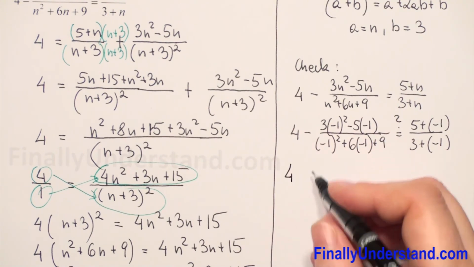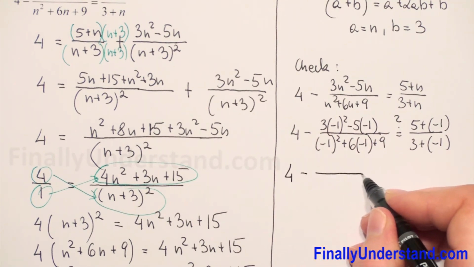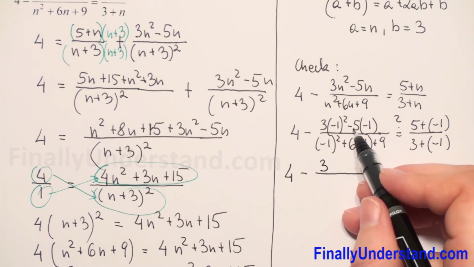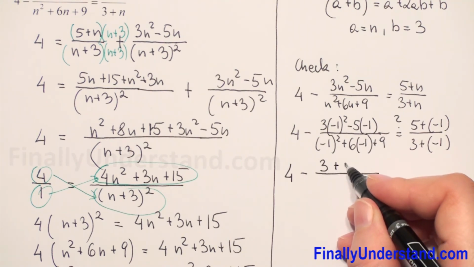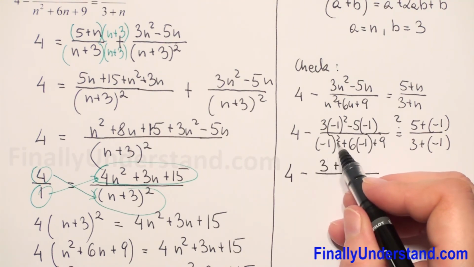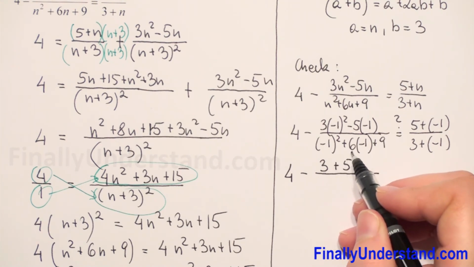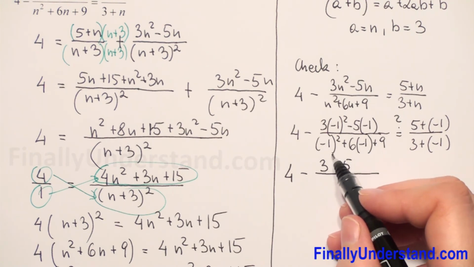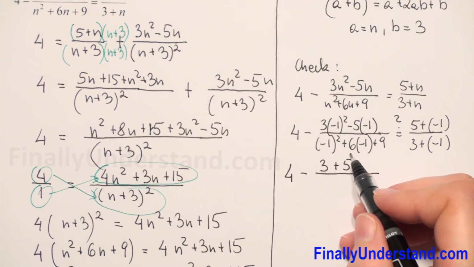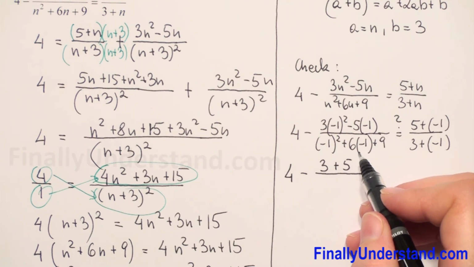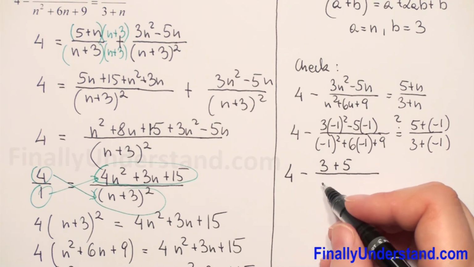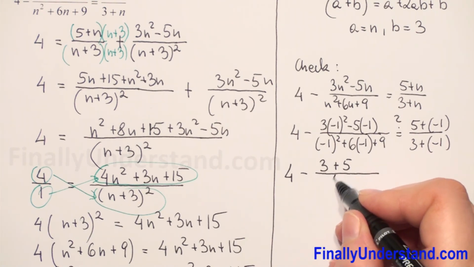So 4 we will rewrite, and we have a negative sign. In the numerator, first we have to take negative 1 to the second power, so it will be 1. 3 times 1 is 3. Negative times negative gives me positive. 5 times 1 is 5. Negative 1 to the second power is 1, and next 6 times negative 1 is negative 6. So it will be 1 plus negative 6, so this is equal to negative 5 plus 9, so this is 4.